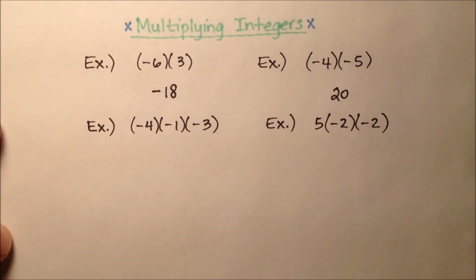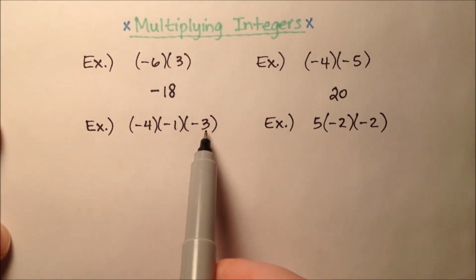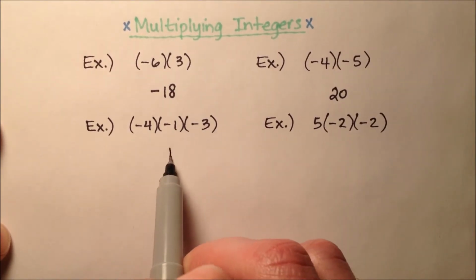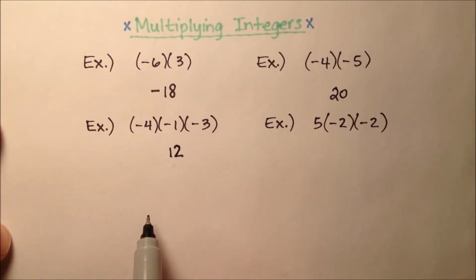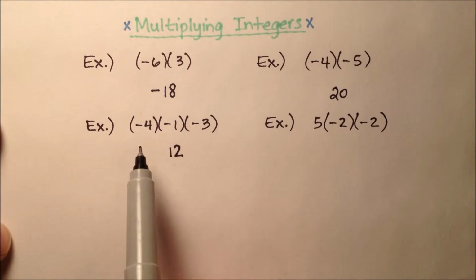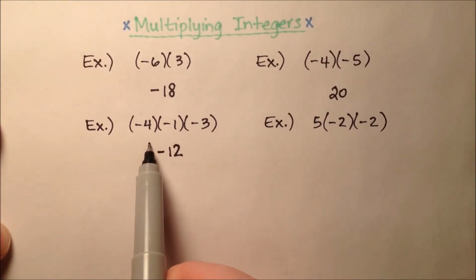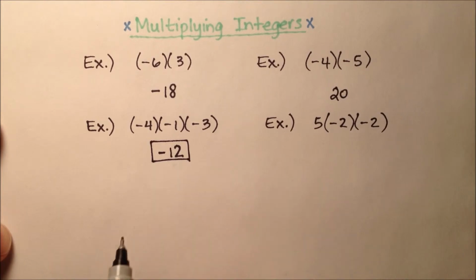In the next two examples, I'm going to have 3 factors instead of just 2, but the procedure will be just the same. First of all, I'm going to go through and multiply all of the whole parts together. So 4 times 1 times 3, and then I'll worry about the negative signs. So 4 times 1 is 4, and 4 times 3 is 12. So I'll write down my 12, and now I'll go back and count how many negative signs I have. 1, 2, 3. I have 3 negative signs here, so that's an odd number, so the negative sign will stay, and my final answer will be negative 12.